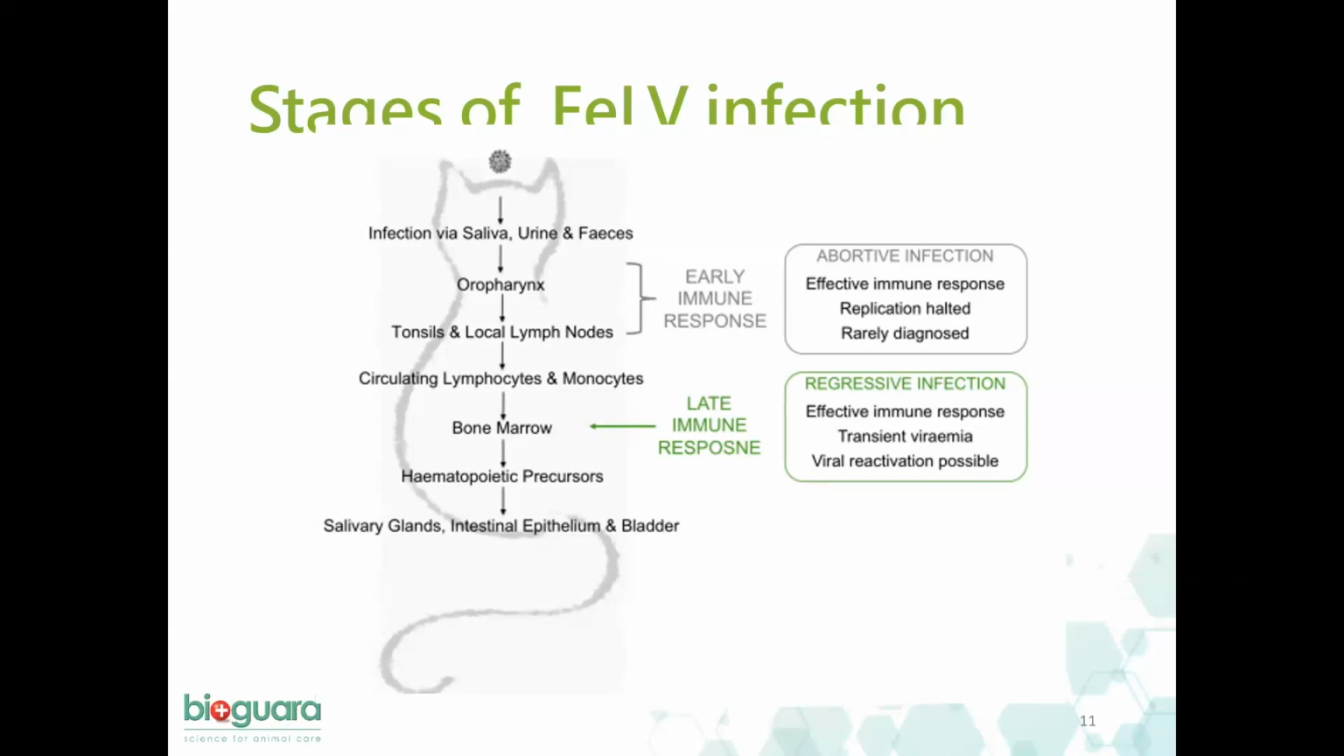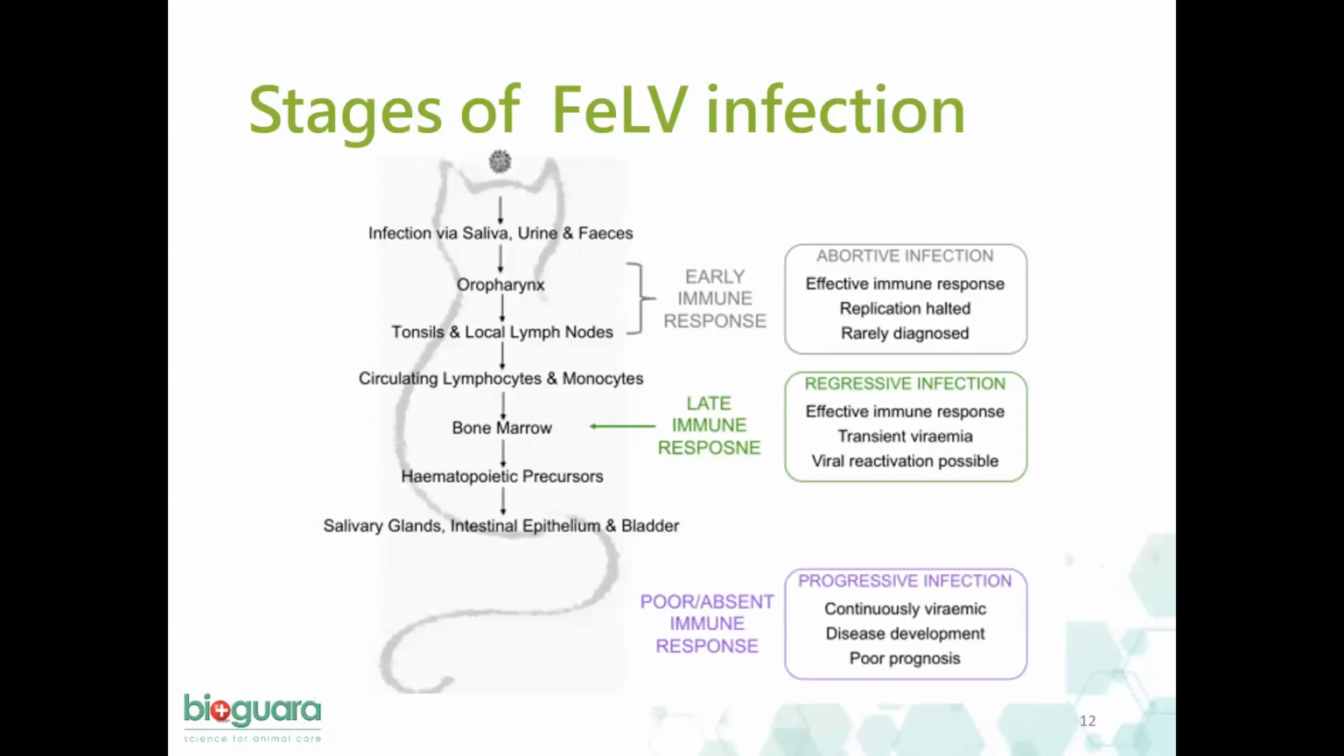However, the integrated provirus retains its replication capacity, so reactivation can still occur many years after the initial exposure to FeLV during the regressive infection. So regular veterinary care and monitoring are crucial for cats with regressive states of FeLV infection. So the next stage is the progressive infection.